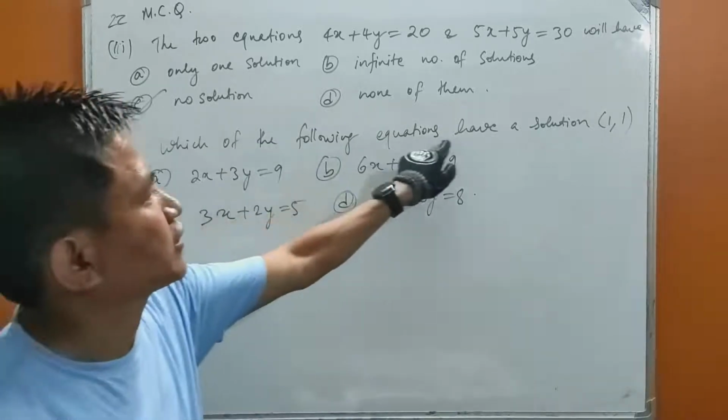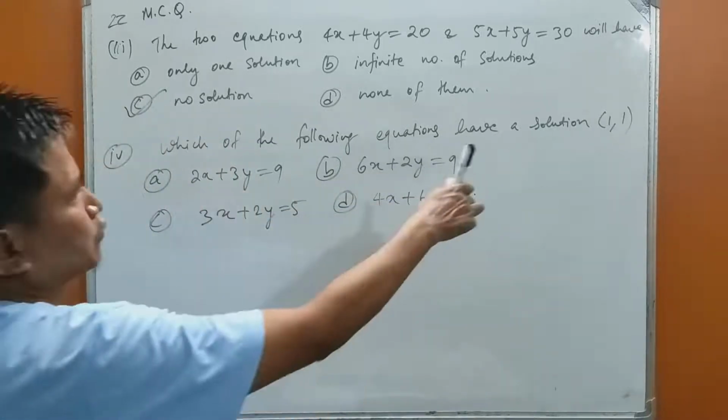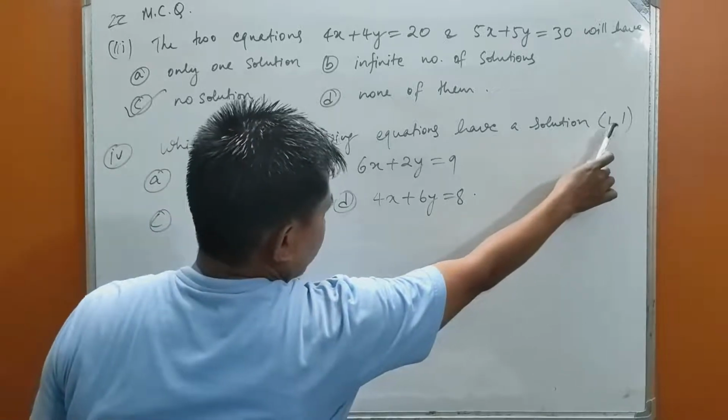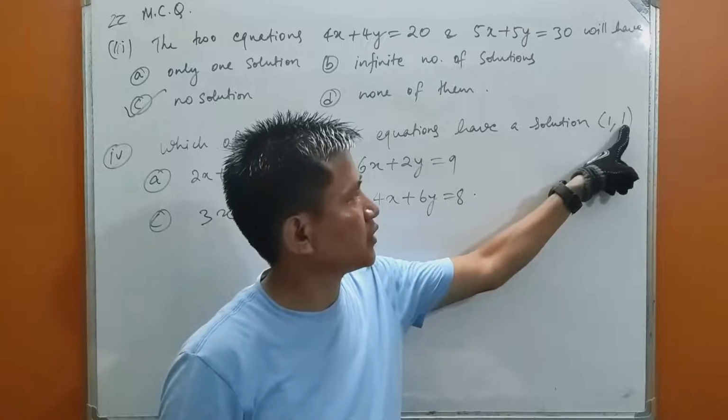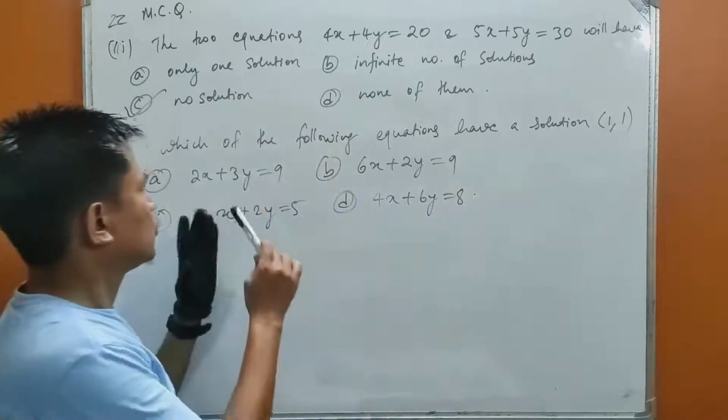Which of the following equations have x = 1, y = 1 as a solution? Let's put the value of 1 for x and 1 for y. This one is the value of x and this one is the value of y. Which equation holds true?